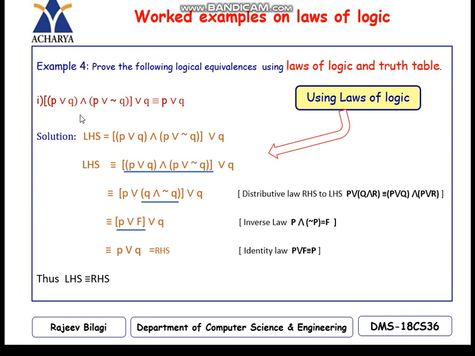((P ∨ Q) ∧ (P ∨ ¬Q)) ∨ Q. Now somehow I should get P ∨ Q. If you look at this particular law, that is a compound proposition, (P ∨ Q) ∧ (P ∨ ¬Q), I can write this as P ∨ (Q and ¬Q) using the distributive law.